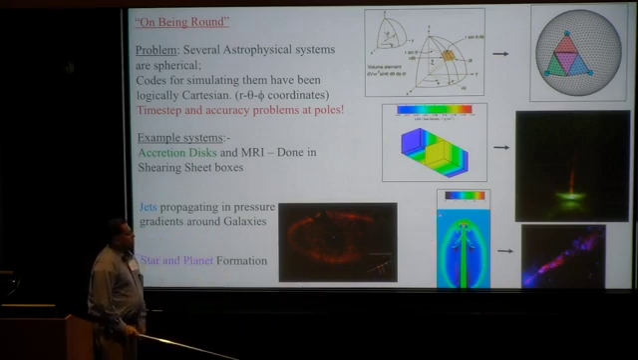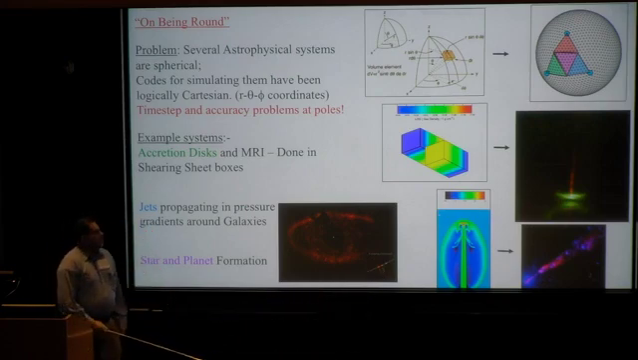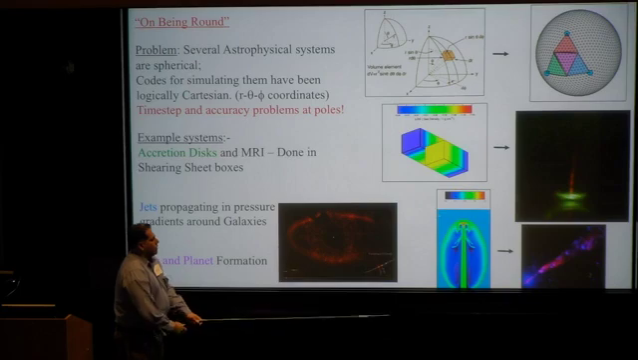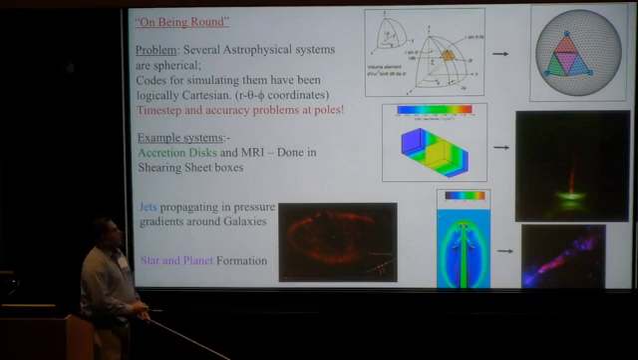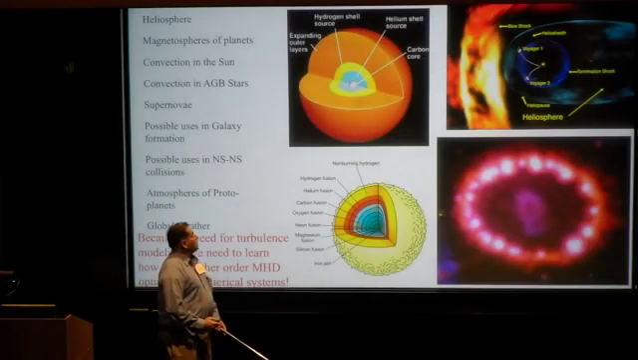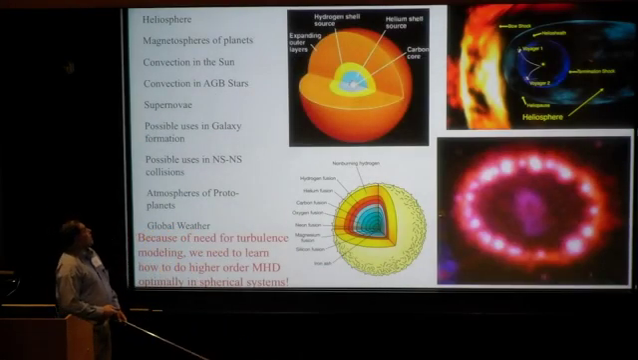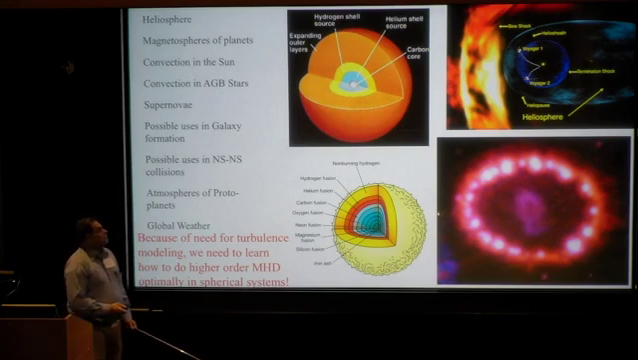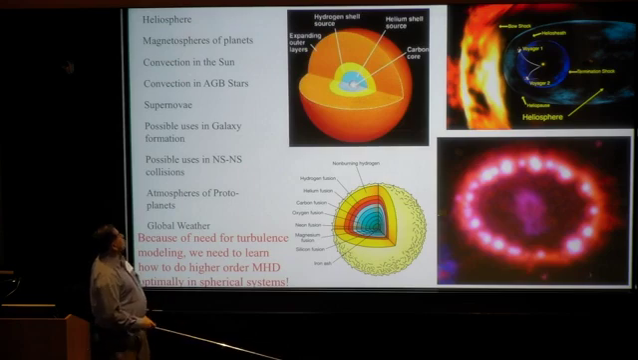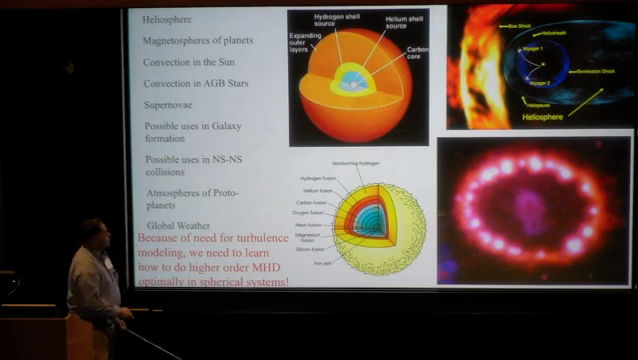We could simulate problems where jets interact with pressure gradients in the galactic halo. We could do problems in star and planet formation, and already there's a substantial amount of effort underway to use these meshes in situations where you're studying the magnetospheres of planets or the heliosphere. And we could also do other very interesting problems, namely convection in the sun and AGB stars, and perhaps a lot of other issues.